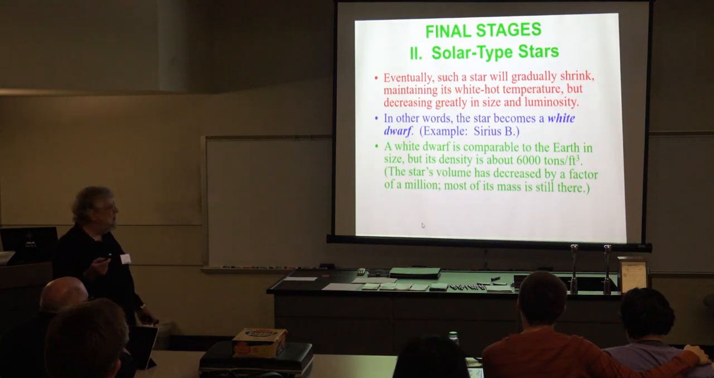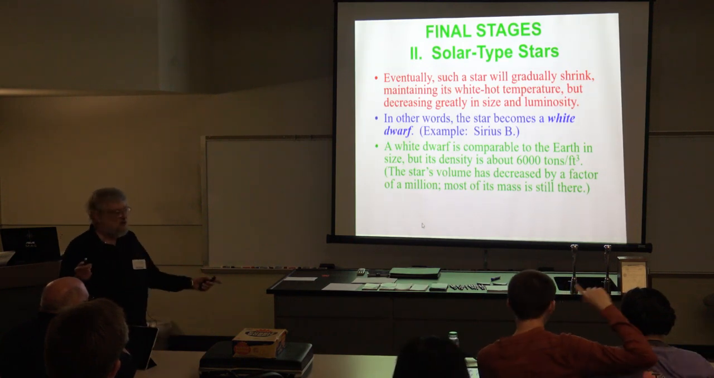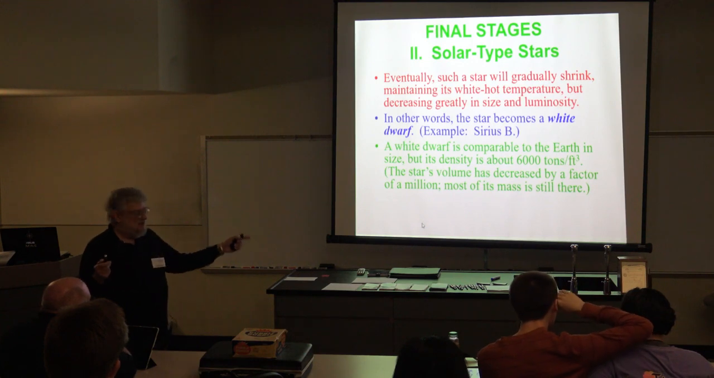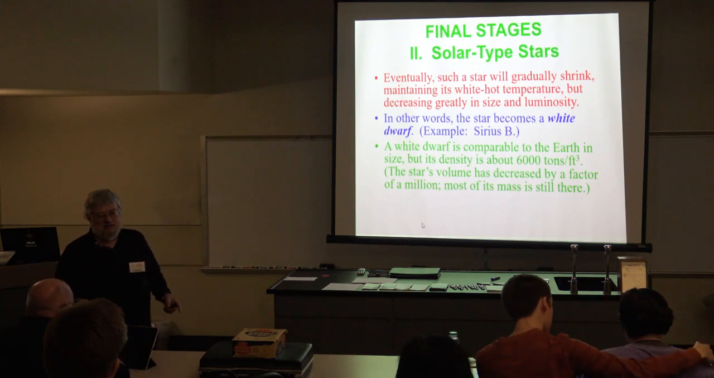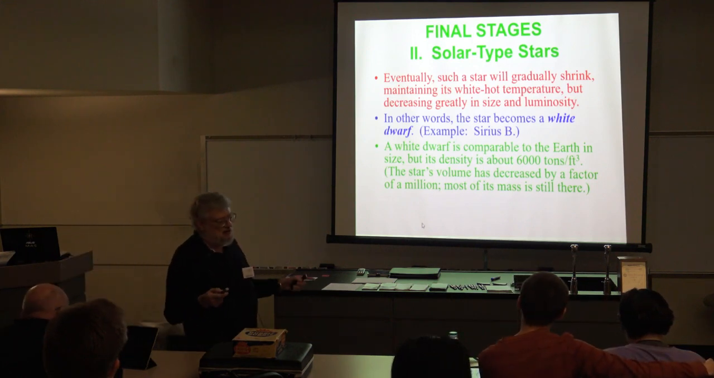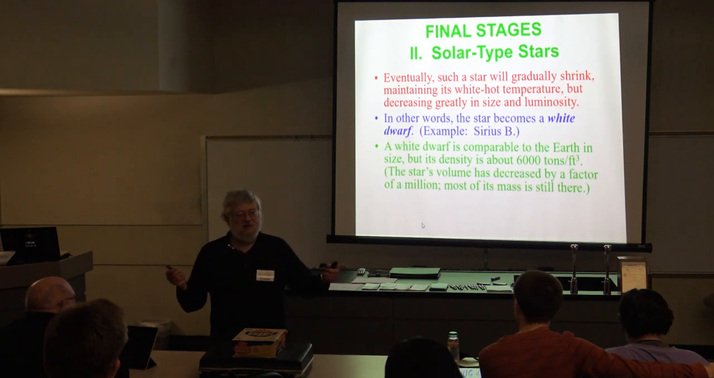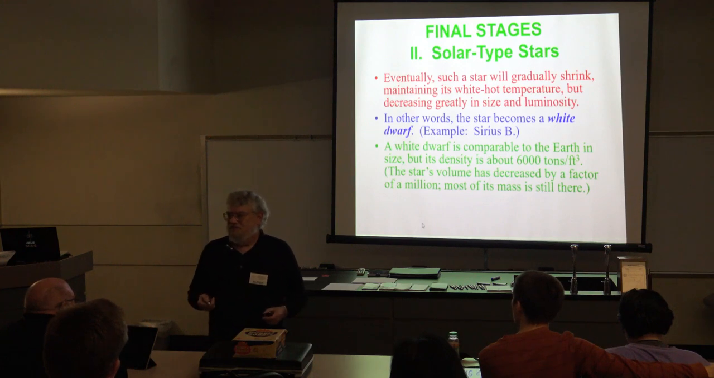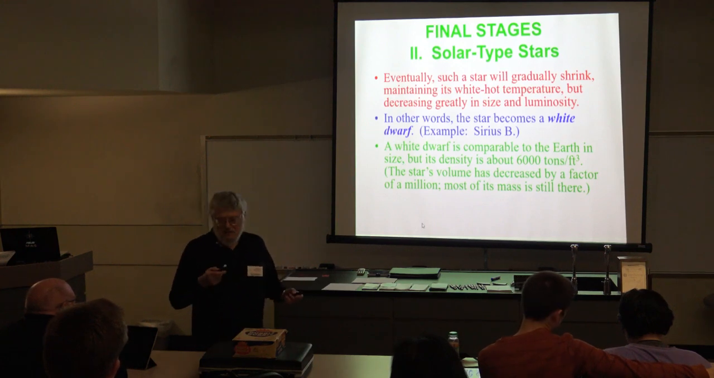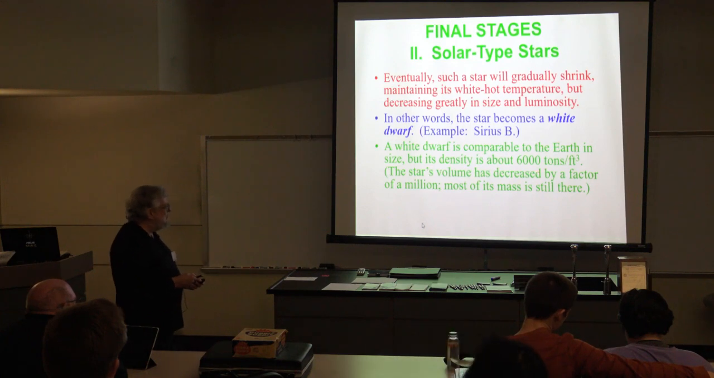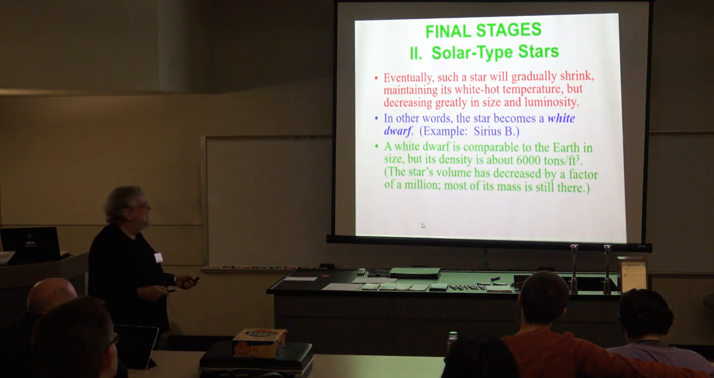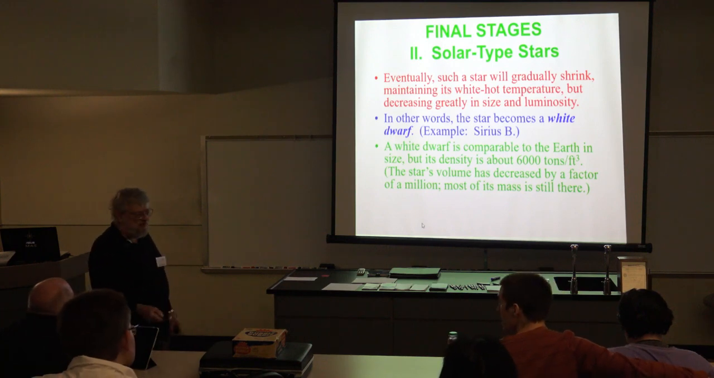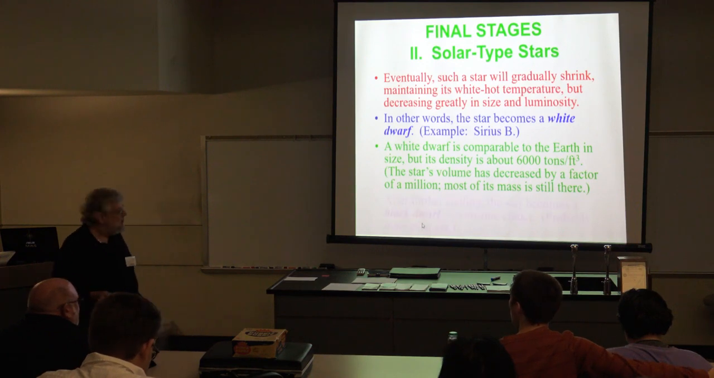It's comparable to the Earth in size, but at least half or maybe more of its material is still there. Instead of being, as the Sun right now is, about 100 times the diameter of the Earth, it'll be about the same then. That's a million-fold decrease in volume for about half the mass. So it gets tremendously dense, 6,000 tons per cubic foot. I like to mix units up here so you can see. Just imagine a cubic foot like a briefcase weighing 6,000 tons.